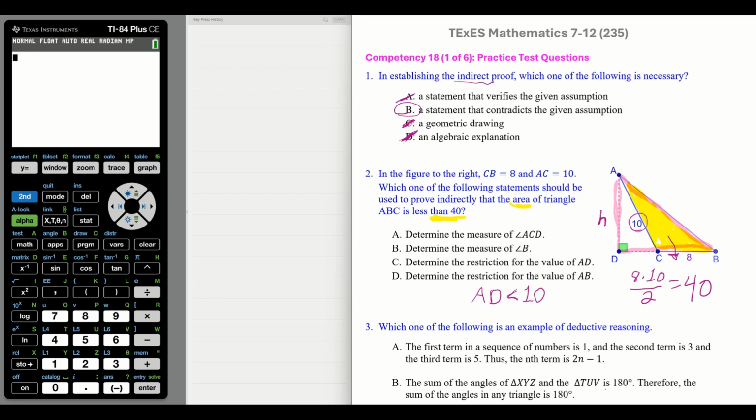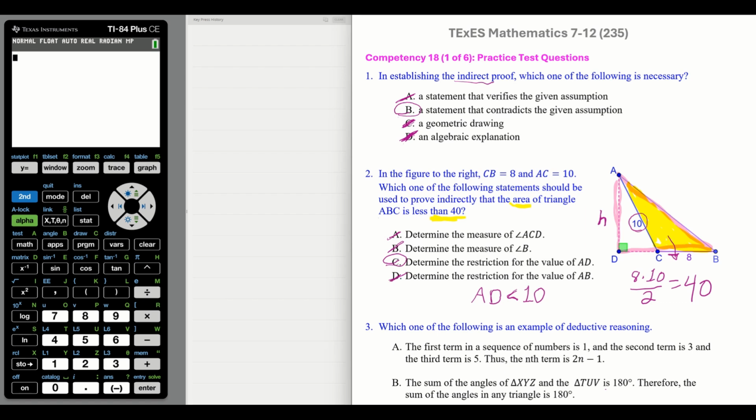So there you go. Now that I've said all that mumbo jumbo, let's read our options. Determine the measure of an angle. Did I talk about an angle? No, we did not. Did we? No, we did not. That's an angle. Now, what we did is we determined a restriction for the value of AD, not AB. AB is the long hypotenuse. And if you notice, they share that long hypotenuse there. So no, that can't be it.